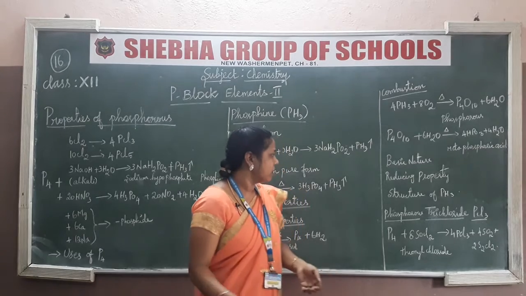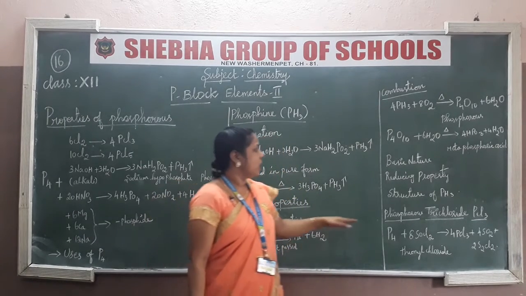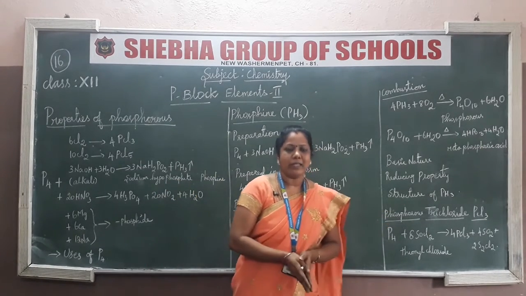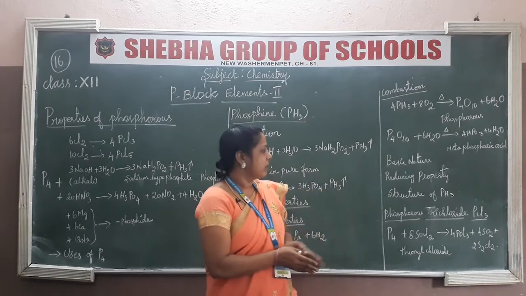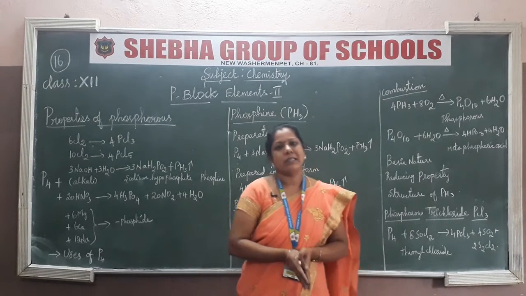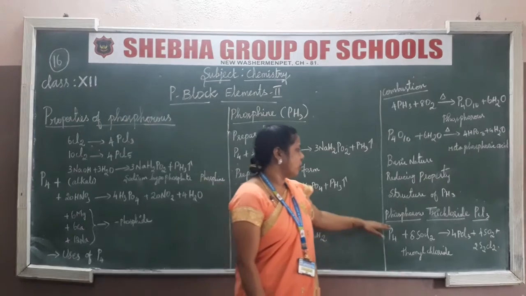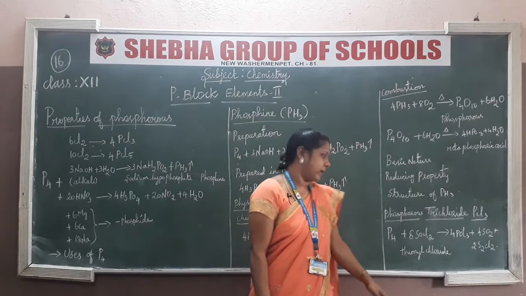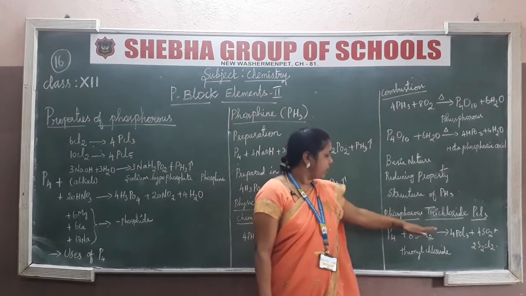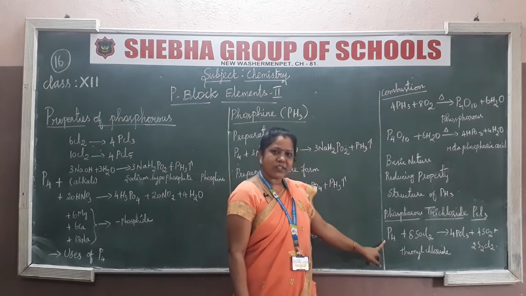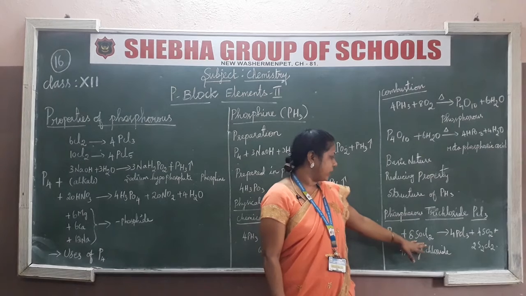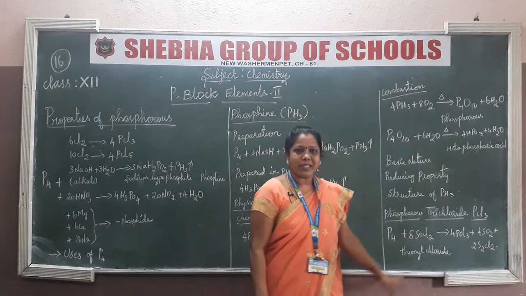Okay, and then the next concept is phosphorus trichloride, that is PCl3. PCl5 means phosphorus pentachloride, and this is phosphorus trichloride, that is PCl3. In this, the preparation of PCl3 is phosphorus reacting with thionyl chloride, that is 8 molecules of SOCl2.